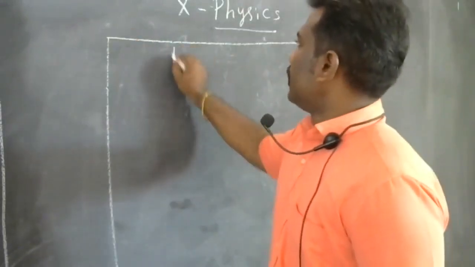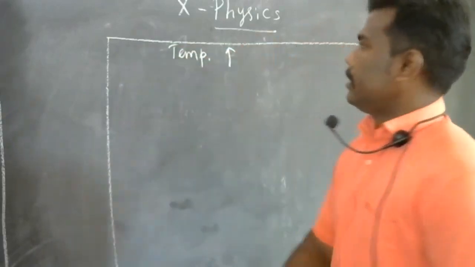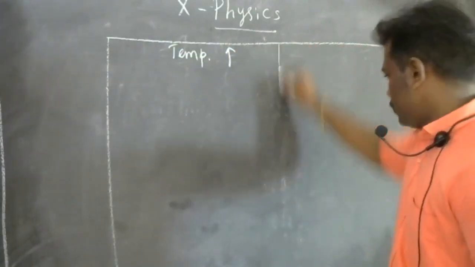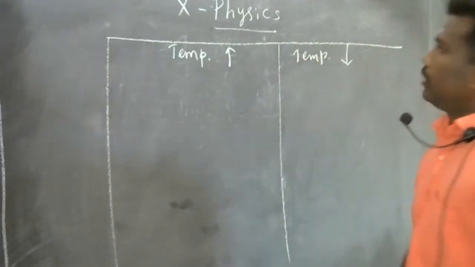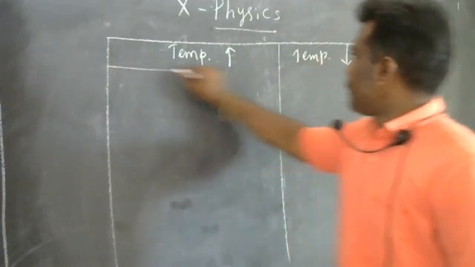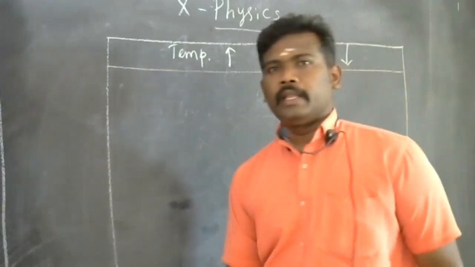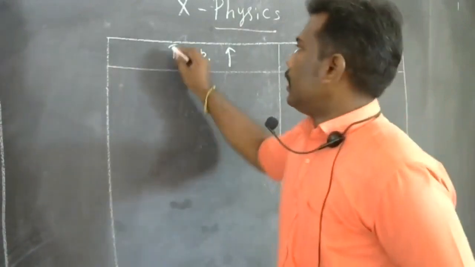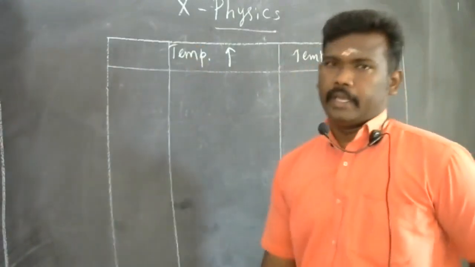The first case, temperature increases, and the next one is temperature decreases. If you are selecting any one of the materials, first of all, I am going to increase the temperature of the material. Okay. And we know very well the materials can be classified into three types.